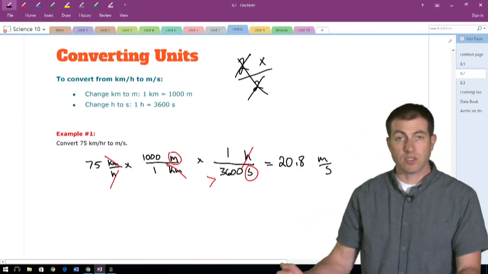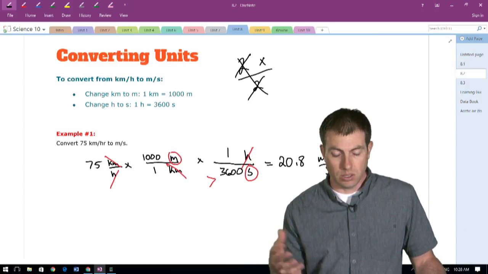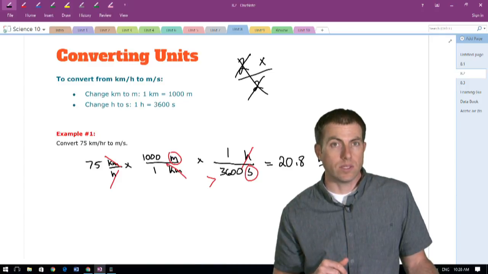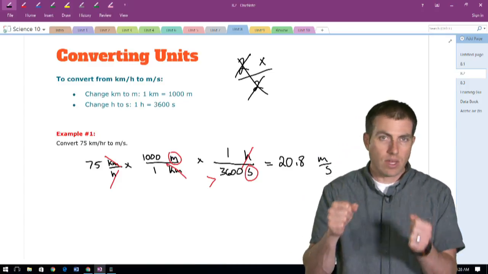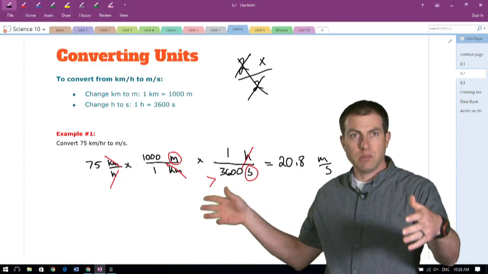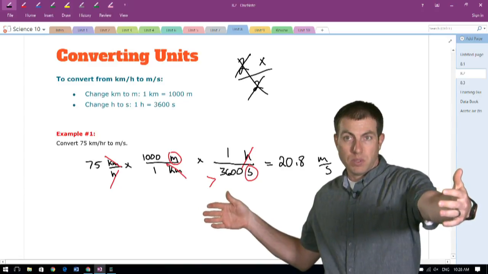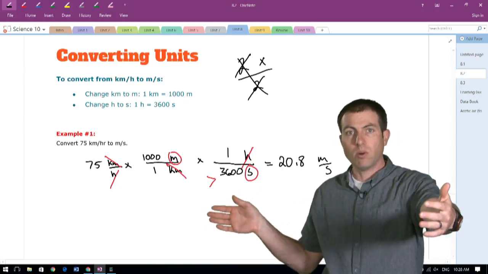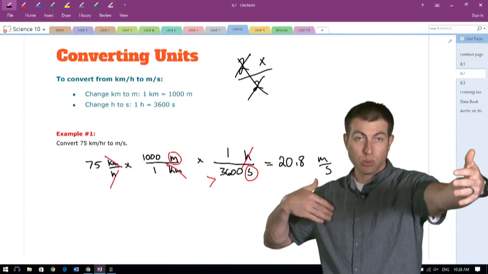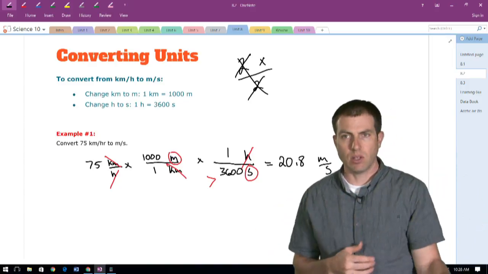If I was traveling 75 kilometers per hour in my car, I would be traveling pretty quickly. That's the equivalent to 20 meters in 1 second. So if you're cruising in your car down the highway at 75 kilometers an hour, if you had somebody measure out 20.8 meters next to you, because you're going so fast, you would cover that whole 20.8 meters in 1 second. Or you could have a really big ruler that measured 75 kilometers, and it would take you an hour to cover that 75 kilometers.